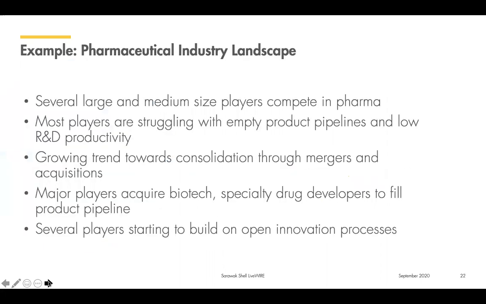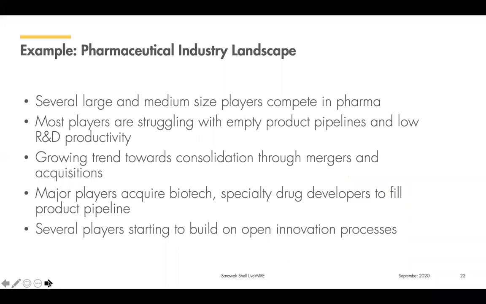Looking at the pharma industry, in terms of industry forces, most people who want to go into the pharma industry, or even the oil and gas sector, right? Most of them are not small or micro players. They will probably be between large and medium size. So these large and medium sized companies compete against each other.